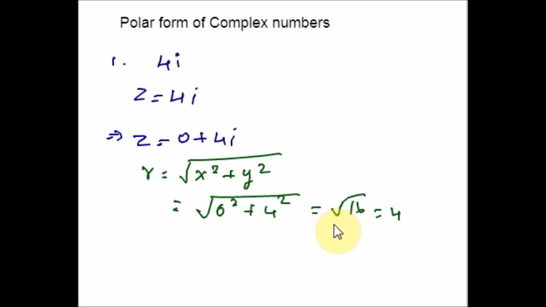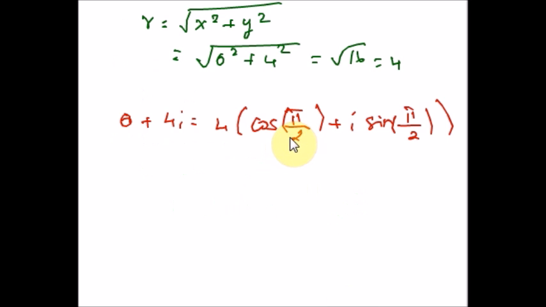Next we look at x. x is nothing but r cos theta, but x is 0 here. And theta is pi over 2 in polar coordinates. Am I right? The complex number 0 plus 4i can be written as r cos theta plus i sin theta. I have just written everything in terms of that. In short, you can also write this as 4 cis pi over 2.